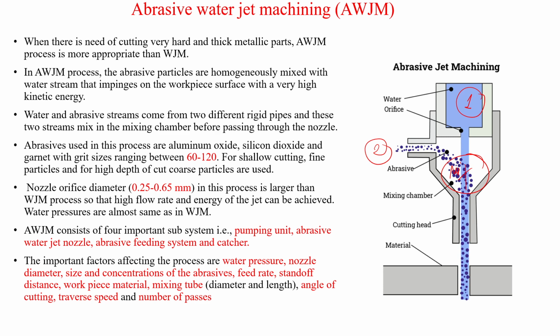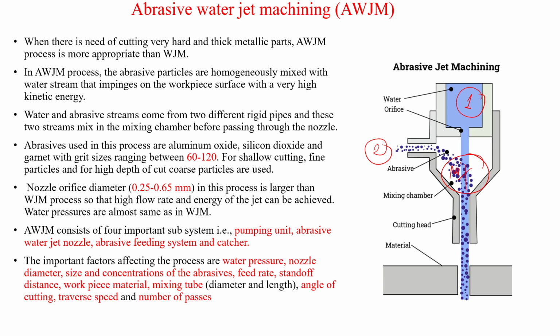The abrasives used in this process are aluminum oxide, silicon dioxide, and garnet. Their size is around 160 to 120. For shallow cutting, fine particles are used, and for high depth of cut, coarse particles are used. The nozzle orifice diameter is around 0.25 to 0.65 mm and is larger than in the WJM process, so that high flow rate and energy at the jet can be achieved. And water pressure is almost the same as in water jet machining.